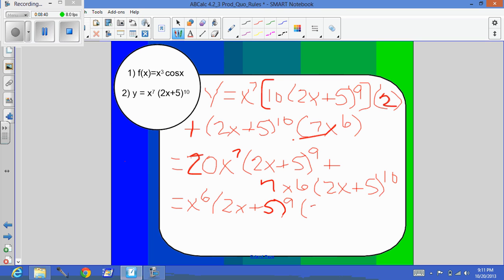20x plus, oh, I'm still out of room, 7 times 2x plus 5. The x to the 6th is out in the front, and the 2x plus 5 to the 9th is out to the front, so you have a 7 times a 2x plus 5. So let me go ahead and multiply that through and show you that that is 14x plus 35.